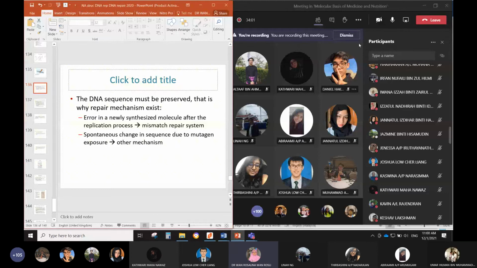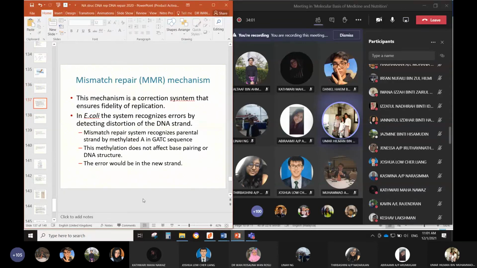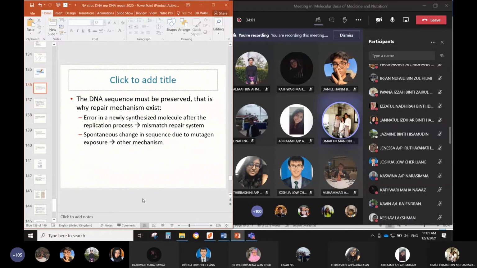Doctor, regarding the repair, would you say that right after replication, the newly synthesized DNA is mostly vulnerable to mutations? Can we say that after the replication, it's the most vulnerable to mutation, something like that, doctor?